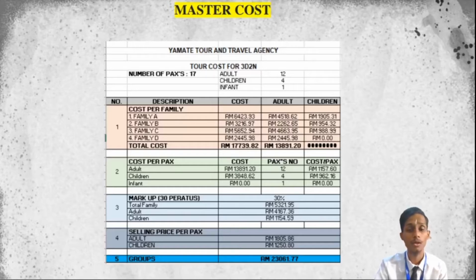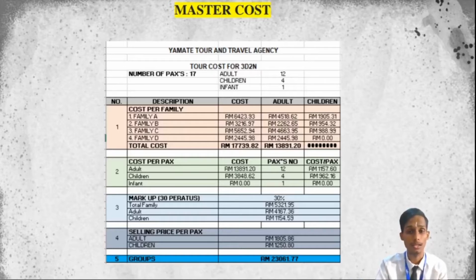Summing up all the families, the total cost for all the families is RM 17,739.82, and for adults only the total price is RM 13,891.20, and the children's price is RM 3,848.62. Now let's look at cost per pax.